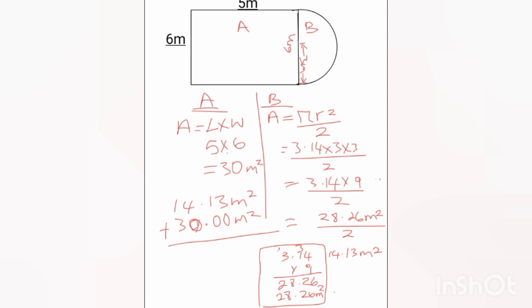3 plus 0 gives us 3, 1 plus 0 is 1, we put our point here, 4 plus 0 is 4, 1 plus 3 is 4. So the area of the whole composite shape, part A and part B combined, is 44.13 meters squared. So that's our final answer.